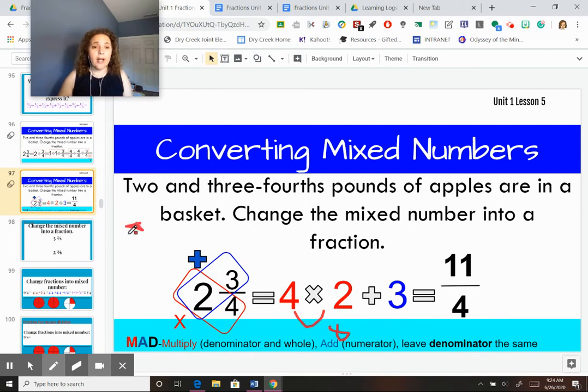So put a star next to that one and write it down. Write down the steps. Okay. So write down your 2 and 3/4 and then write down that we're going to use the MAD way. We're going to multiply, add, and leave the denominator alone. I like putting my symbols here so I know what I'm doing. Multiply, add, and leave the denominator alone. Think of it as you're going clockwise. You're going as a clock, in a circular motion. Okay, circular motion. All right. So start with the denominator, multiply, and then add.